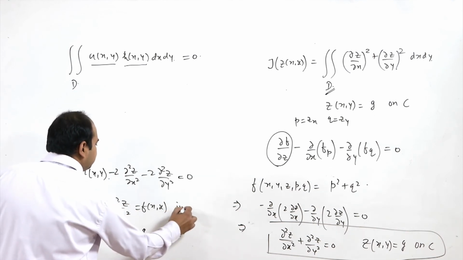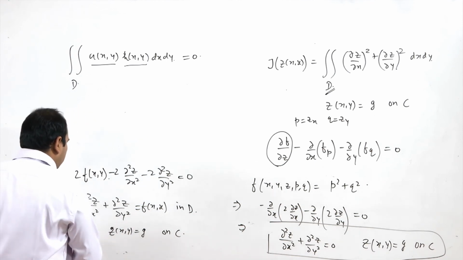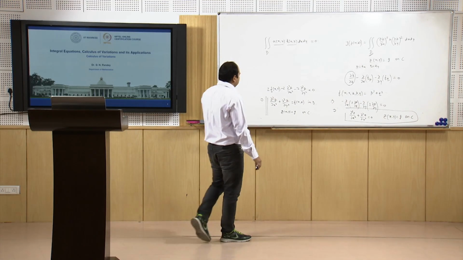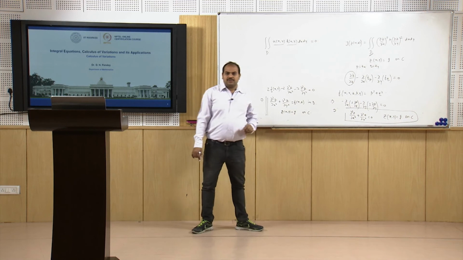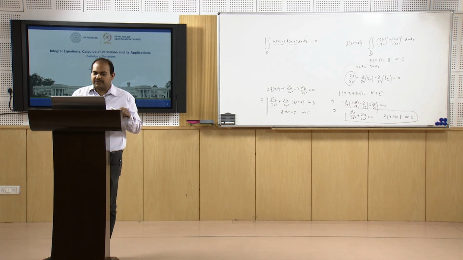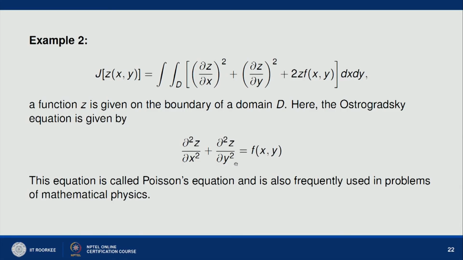Is it okay? So this is in D and this is on the boundary. If you look at this, it is a non-homogeneous Dirichlet problem. So the solution, or you can say the extremizer of the functional J of z(x,y) given here, must satisfy the Poisson equation, and this is also one of the most studied problems in mathematical physics. The extremizer of this functional is nothing but the solution of the Poisson equation.